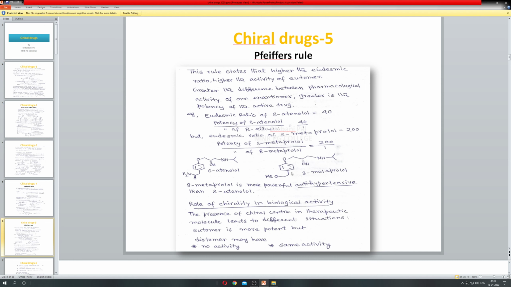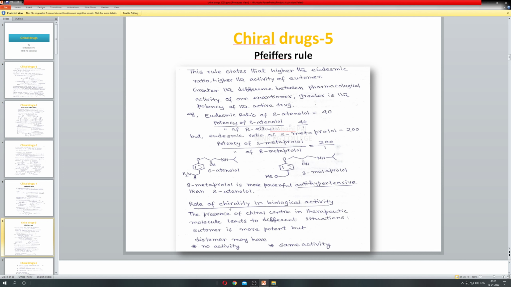Now this indicates that S-metoprolol is a more powerful antihypertensive agent than S-atenolol. This can be decided by referring to the Eudysmic ratio. And this is called Pfeiffer's rule.